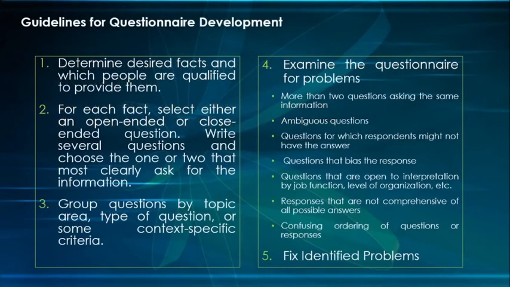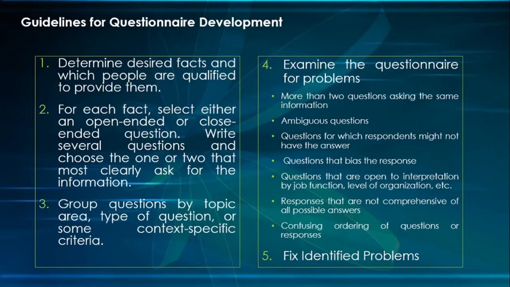So, guidelines for questionnaire development. First, you must determine the desired facts and the people qualified for the questionnaires. Second, for each fact, you need to select if it's either an open-ended or a closed-ended question. We need to write several questions and choose one or two that are the clearest to understand, so that you can easily ask them for the information you want. Next, you divide questions or group them by topic area. So you sort them into their related areas.